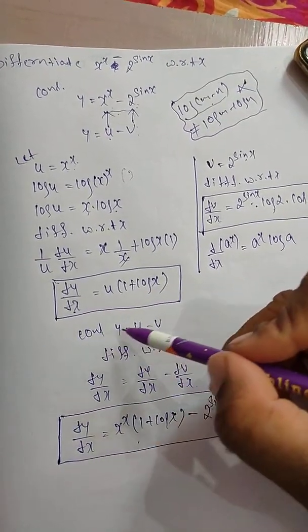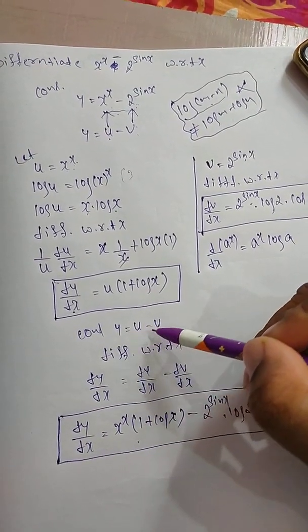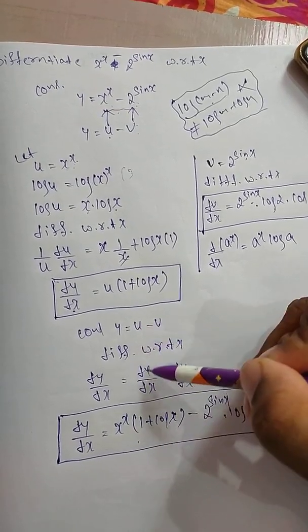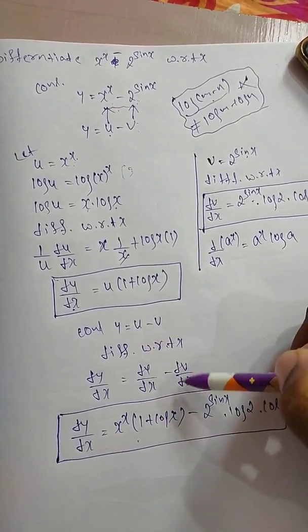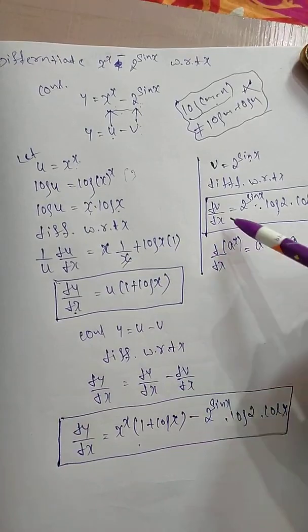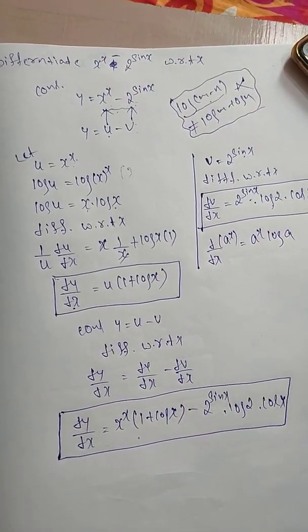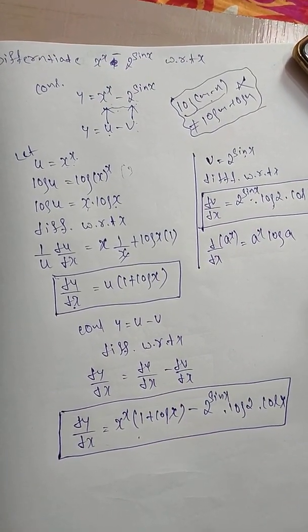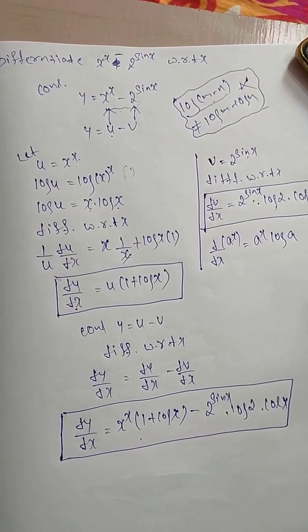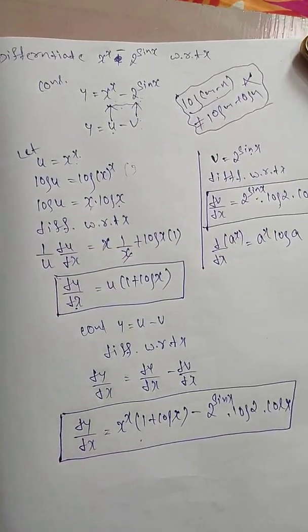Here we consider y is equal to u minus v. Differentiate with respect to x. The differentiation of u is du by dx, and the differentiation of v is dv by dx. Substitute the du by dx and dv by dx at the end of the problem. So this is the problem. Is it clear? Is it okay? So we'll go for the next problem.